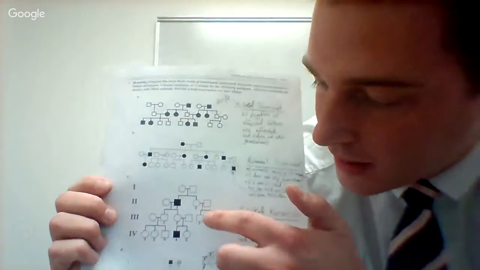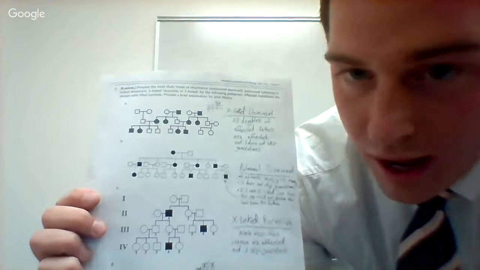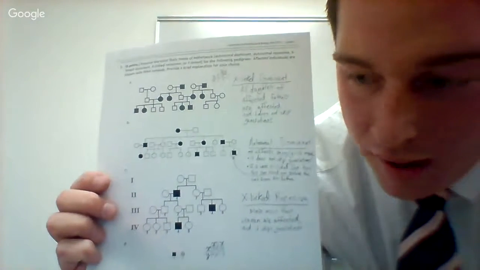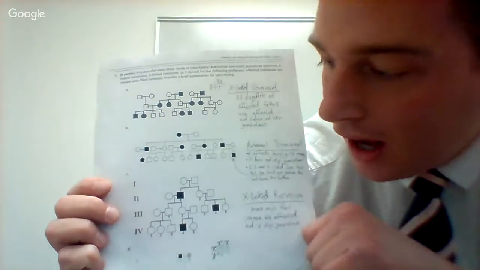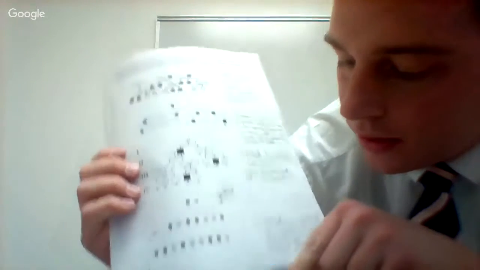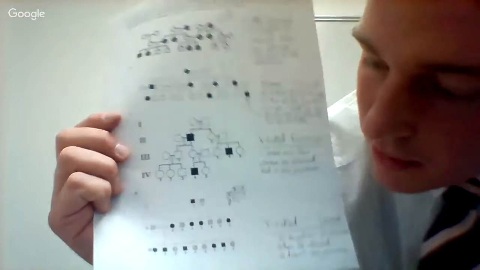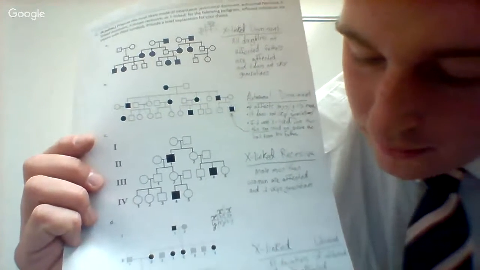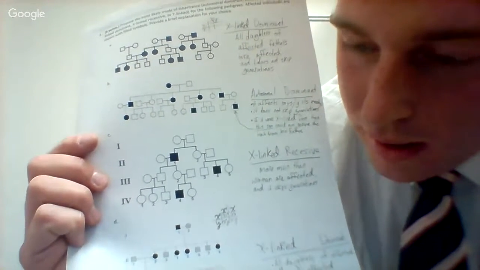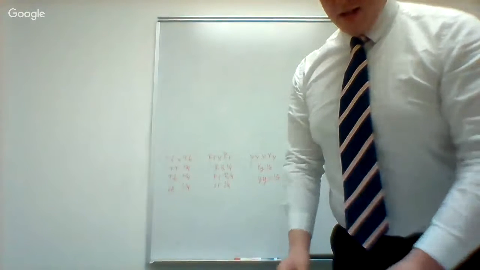This one here, it skips generations, so it's recessive. And it's X-linked because more guys are affected than girls. And that's usually the trend that goes with X-linked. So the next one is X-linked dominant, this one at the bottom. And we know that because it does not skip generations, and all daughters of affected fathers are also affected, kind of like this first one here. So that's how I got the answers for that one.